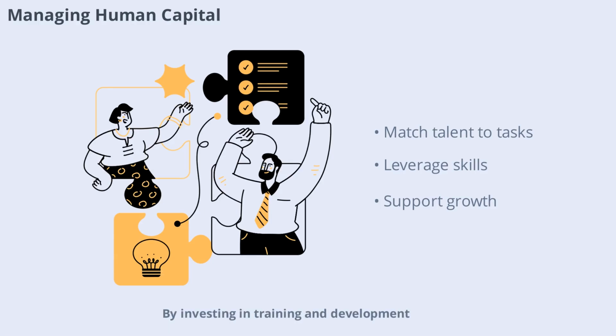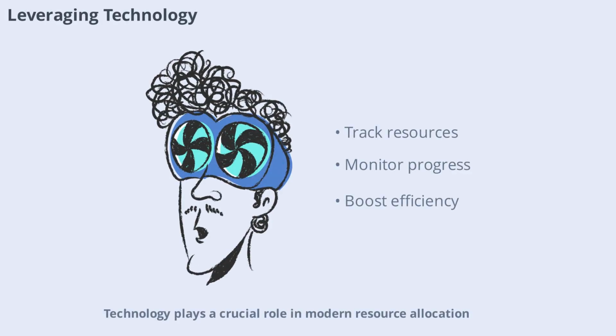By investing in training and development, organizations can build a more adaptable and motivated workforce. Next, we'll explore the role of technology in resource allocation. Technology plays a crucial role in modern resource allocation. From project management software to data analytics tools, technology helps organizations track resources, monitor progress, and make informed decisions.